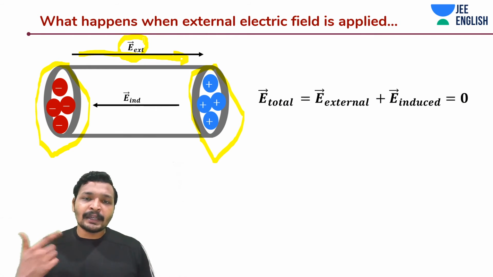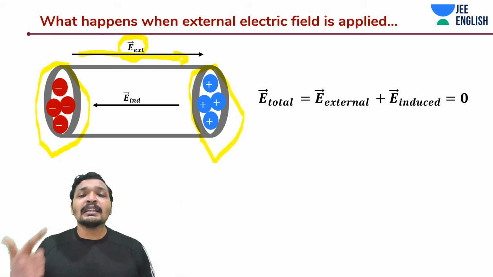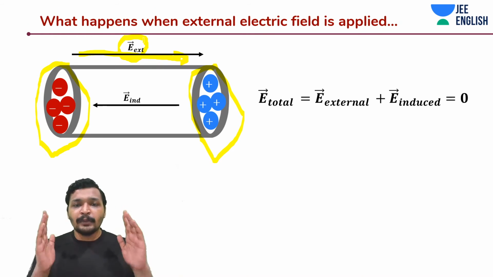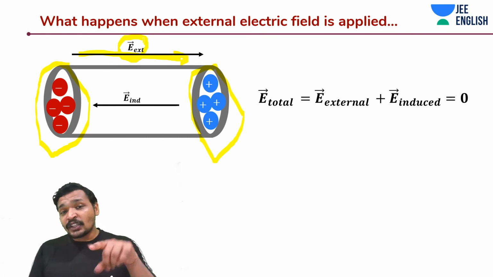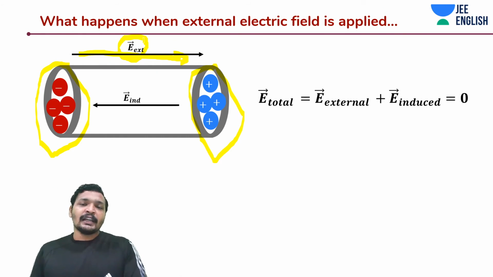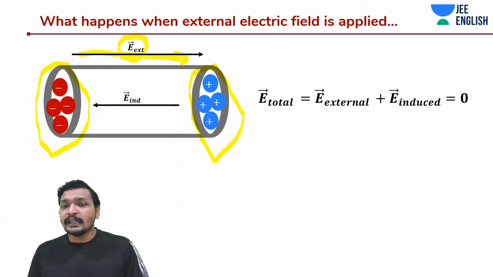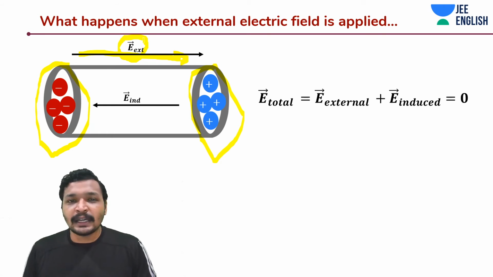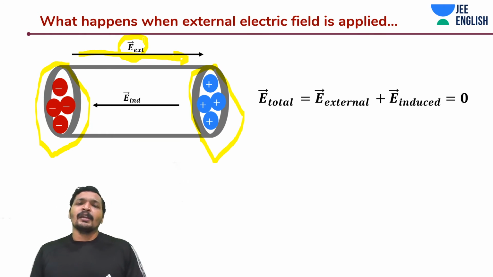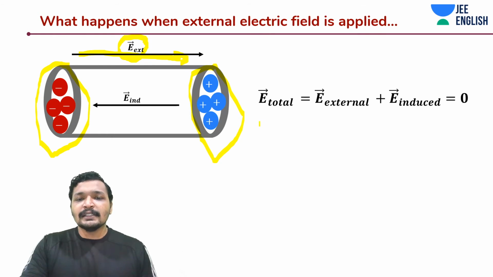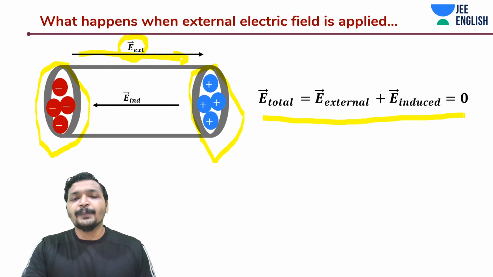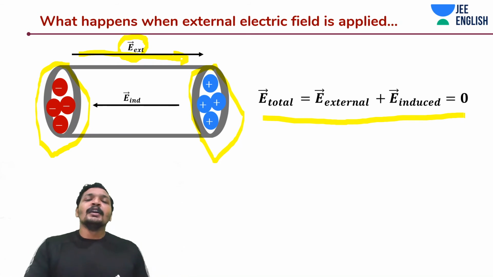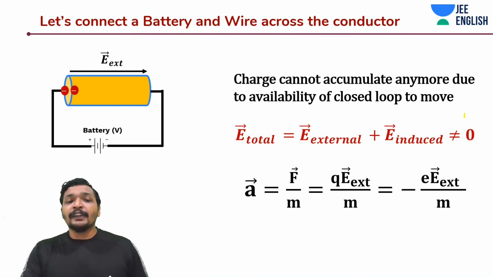The charges will only move as long as there is an electric field. Once the electric field becomes zero, the accumulation will stop. This is also the reason you must have read in electrostatics, or heard, that even if you apply an electric field, there wouldn't be any electric field inside a conductor, which is totally true. Isn't it, guys? So now we'll see what will happen if we apply a potential in a closed system.